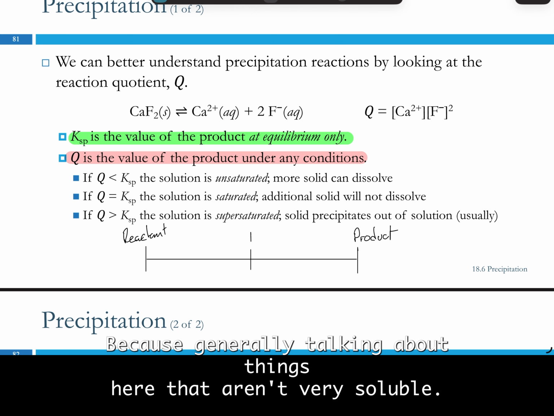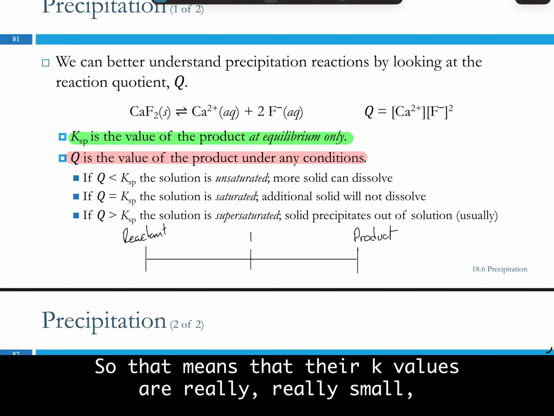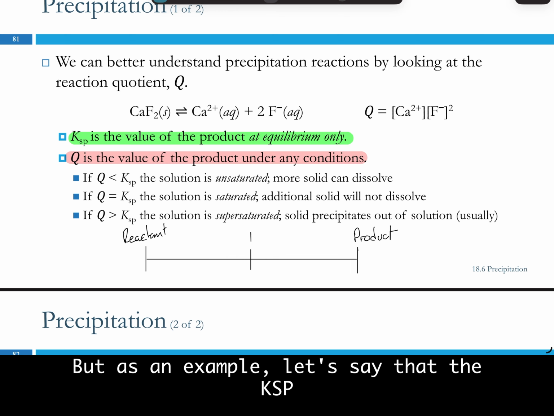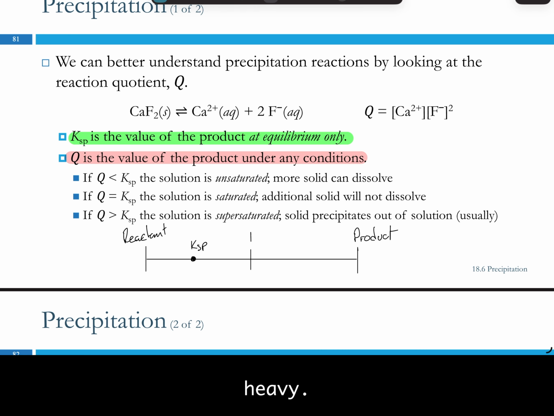And actually for a lot of these, we're going to be really, really close to all reactants, right? Because generally we're talking about things here that aren't very soluble, so that means that their K values are really, really small, which means that they're going to be really close to the reactant side. But as an example, let's say that KSP is here, somewhere between 1 and being reactant heavy.